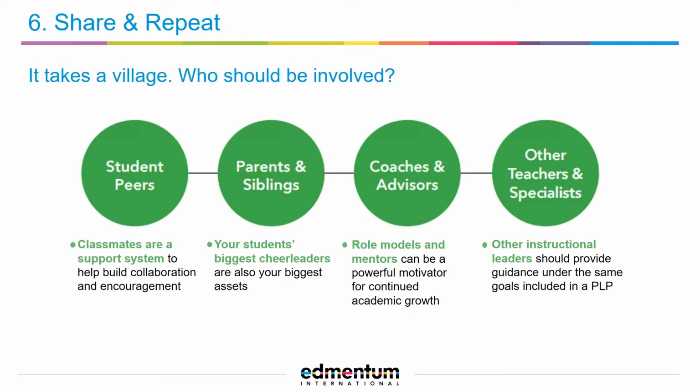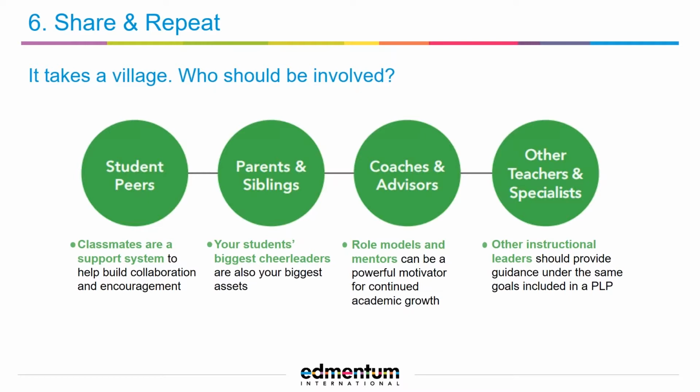A student-to-teacher partnership also includes other partners as well. Student peers, whether that's classmates who are going to support them, parents or siblings, often your students' biggest cheerleaders, coaches or advisors, and they could be role models, football coaches, swimming coaches, or other teachers especially, so other instructional leaders. Everybody needs to be included in this process along the way. Understand where a student is progressing, what they're doing really well in, but also what areas they may be struggling in. So everyone can feed into this personalized learning plan to make sure it has a positive effect.